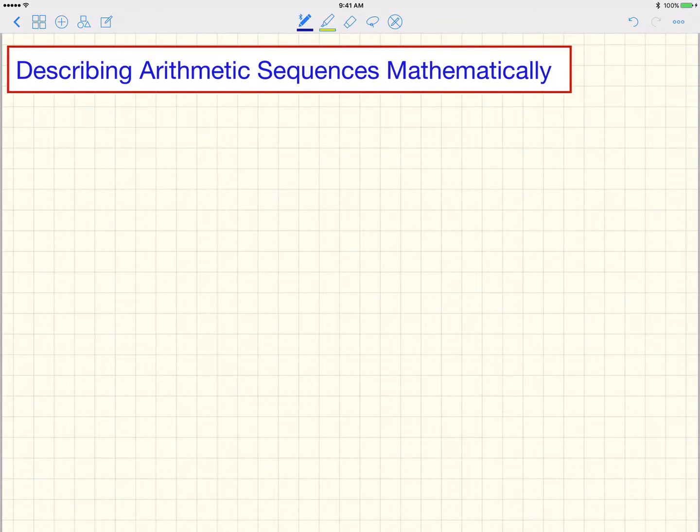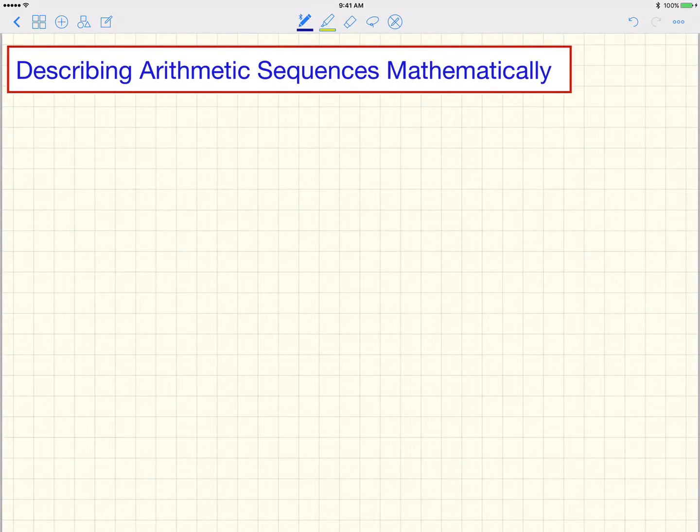All right, so in the last video, we took a look at sequences. We figured out what sequences were, and specifically, how we can tell if we have an arithmetic sequence. We determined that we had an arithmetic sequence if we had a constant rate of change, or a constant difference, between terms in our sequence. So the next thing we're going to do is figure out how we describe an arithmetic sequence mathematically.